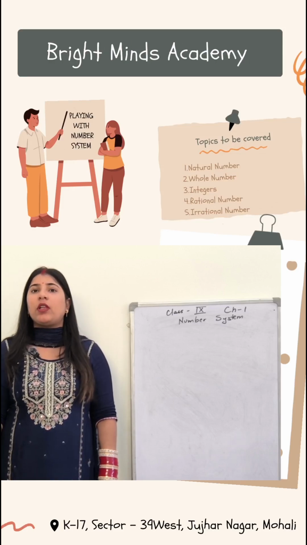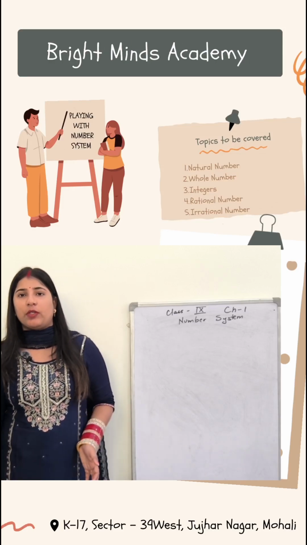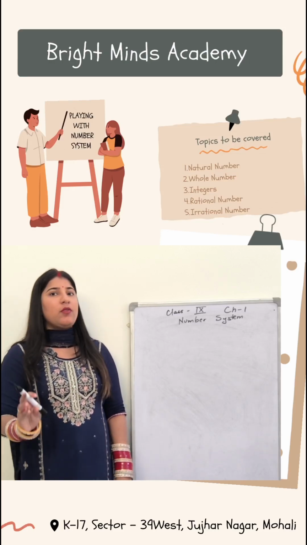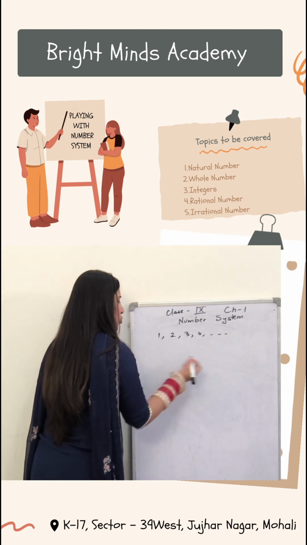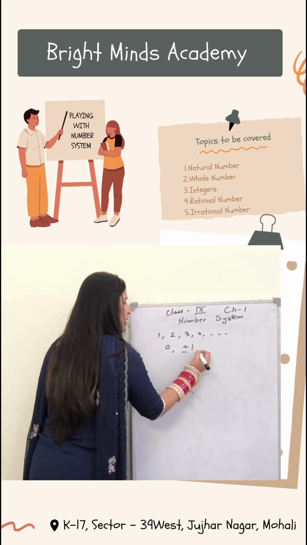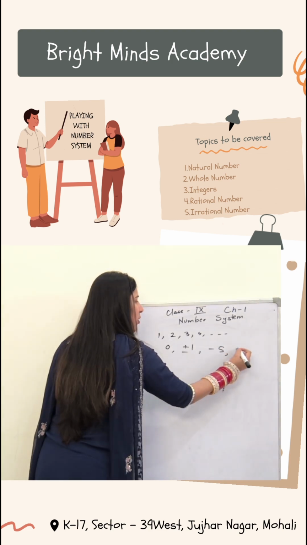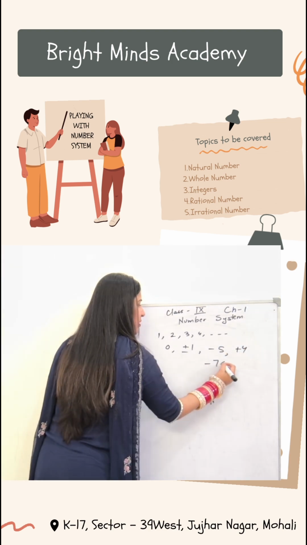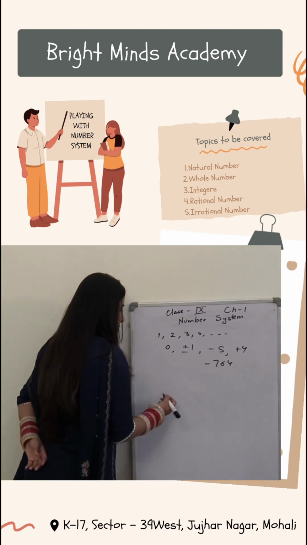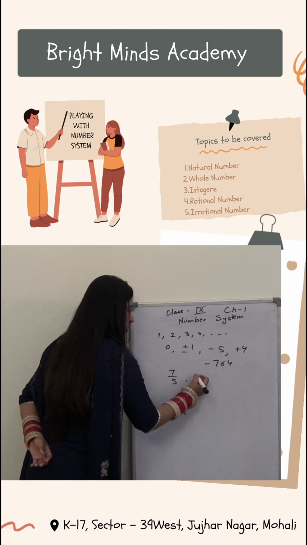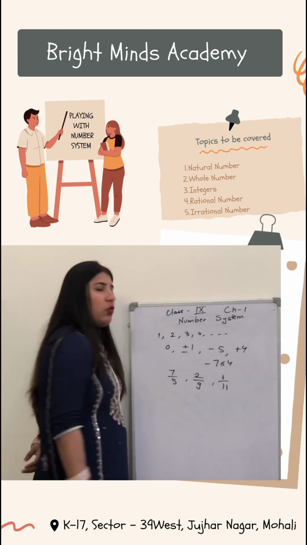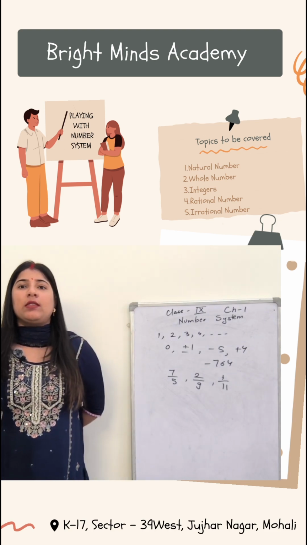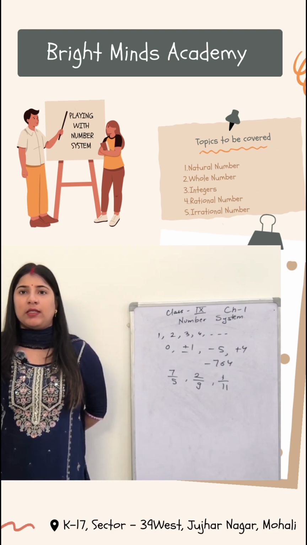In this video, we'll learn about the systems of numbers. You are very familiar with numbers like 1, 2, 3, 4 and so on, 0, plus minus 1, minus 5, plus 4, minus 7, 6, 4, and numbers like 7 upon 5, 2 upon 9, 1 upon 11, and so on. These numbers basically form a system.